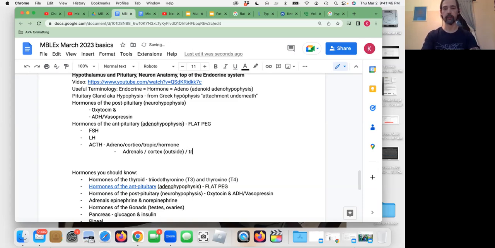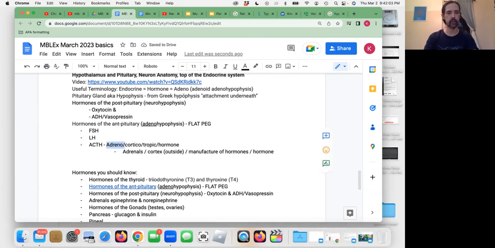Okay, then tropic. Tropic, I believe, refers to the manufacture of hormones. And then hormone is hormone. So adreno is adrenal, cortico is cortex, tropic is stimulating cells to manufacture hormones. In the case of the adrenal glands, it would be epinephrine and norepinephrine, and then hormone means hormone. Adrenocorticotropic hormone. Right, I'll summarize all those in a second.